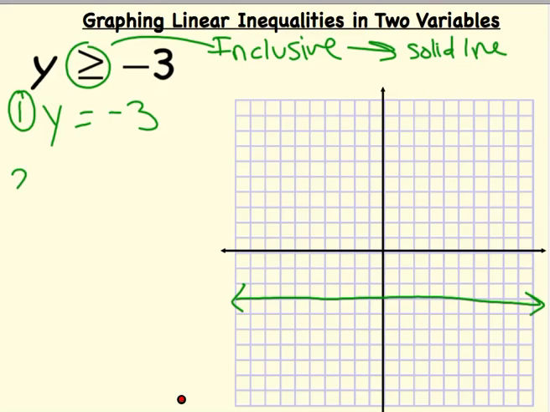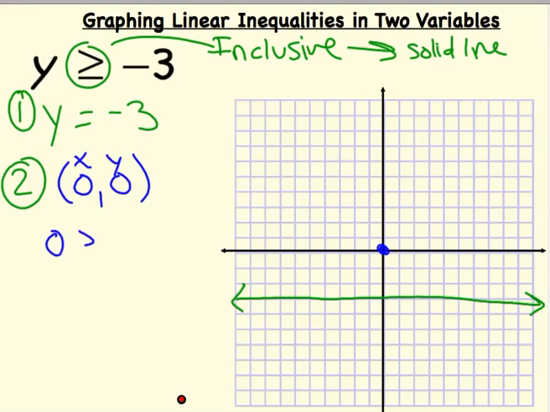Now, 2, our test point. I'm going to pick the test point 0, 0 again. So you can pick any test point you want, but I'm always going to choose 0, 0 if possible. Here this is x and this is y. The x, there is no x to plug in, so I don't worry about it. I'm going to plug in 0 for y, and I get 0 is greater than or equal to negative 3.